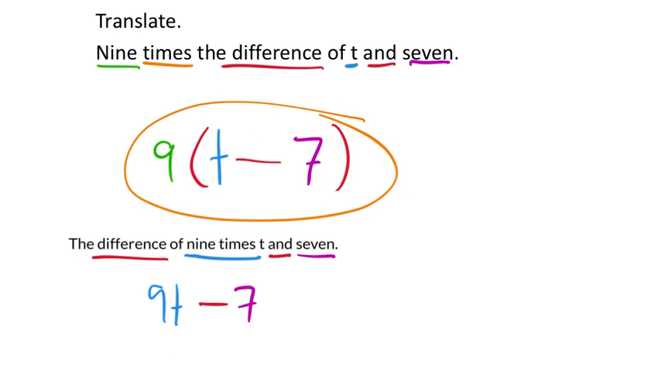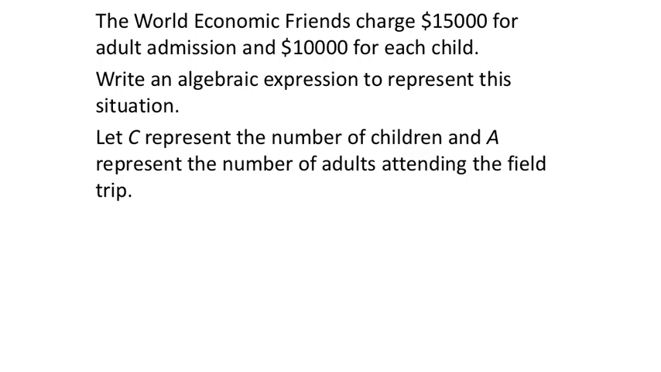The World Economic Friends charge $15,000 for adult admissions and $10,000 for each child. Write an algebraic expression to represent this situation. Let C represent the number of children and A represent the number of adults attending the field trip. Oh, that's a field trip. It's quite an expensive field trip.